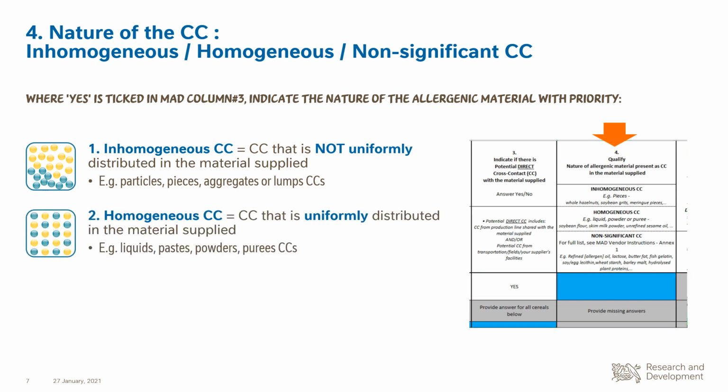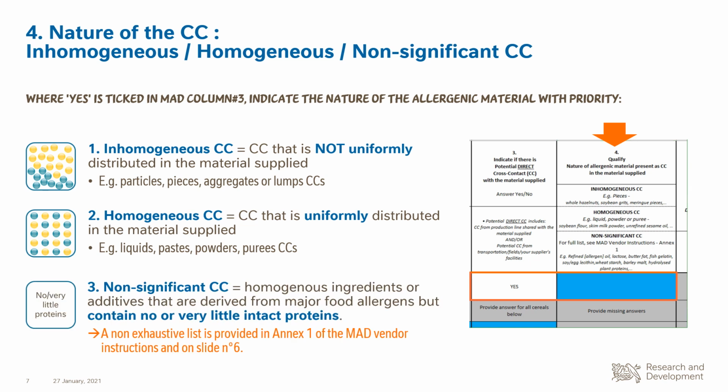Choose then homogeneous cross-contact when there is no particulate cross-contact but a homogeneous one, for example a cross-contact with peanut paste, liquid milk or wheat flour, and double-check that this food is not listed in the Annex 1 of the MAD vendor instructions. Finally, choose non-significant cross-contact if the potential allergen cross-contact ingredient is listed in MAD Annex 1 and it is the only cross-contact from this allergen source in the material supplied to Nestlé. A typical example would be a cross-contact with soy lecithin with no other cross-contact from soy.